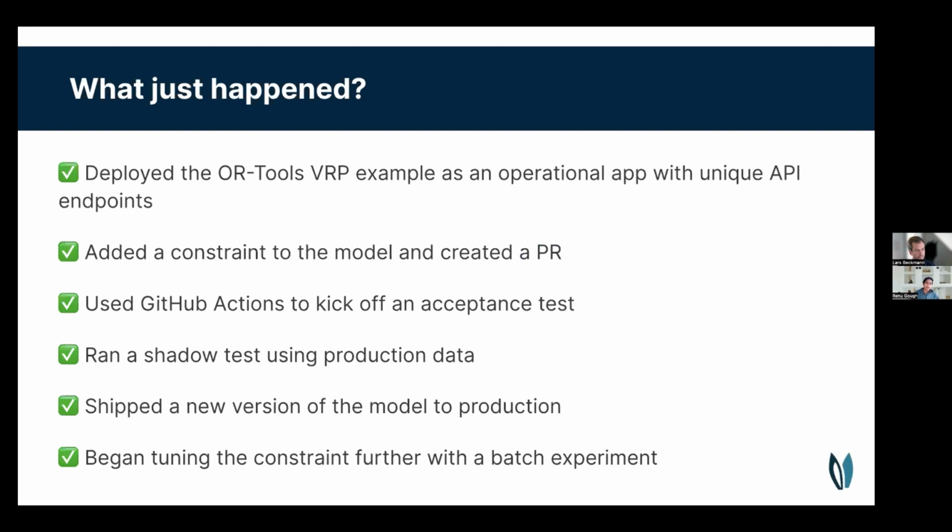So then we saw him hop over into the console and take an in-depth look at the experiment results there. And we saw what we expected, right? We saw that more vehicles were being used. So, okay, great. Let's go ahead and now run a shadow test using our production data and see what that results in. He ran that directly through the console, looked at those results, and we said, okay, that looks good as well. Passing all of our tests, manually looked at some of the metrics and said, okay, let's ship this new version to production.